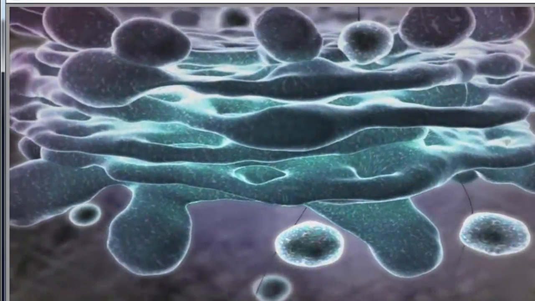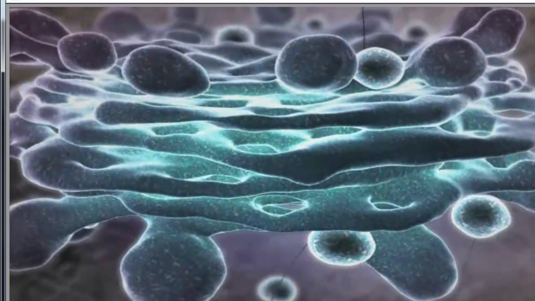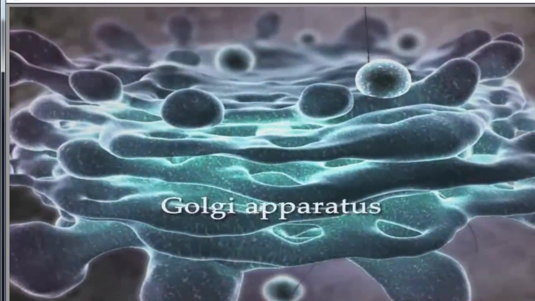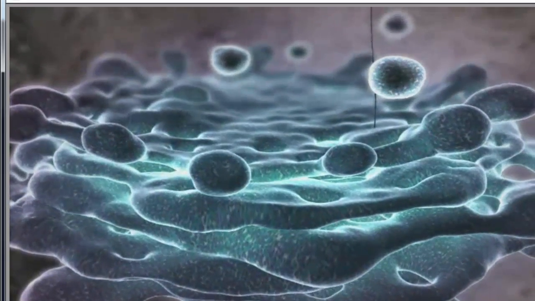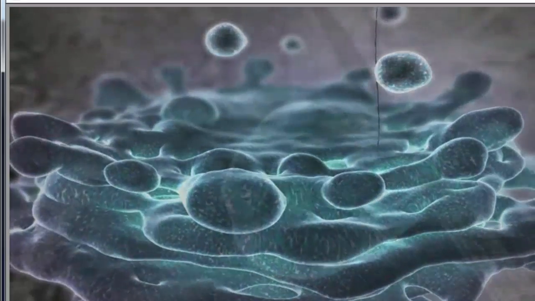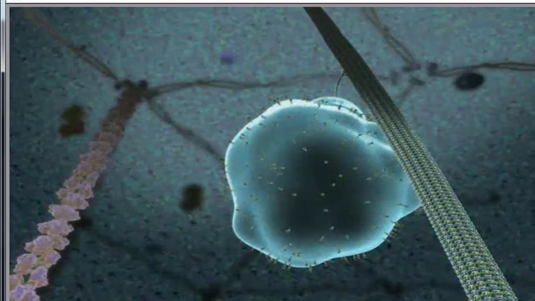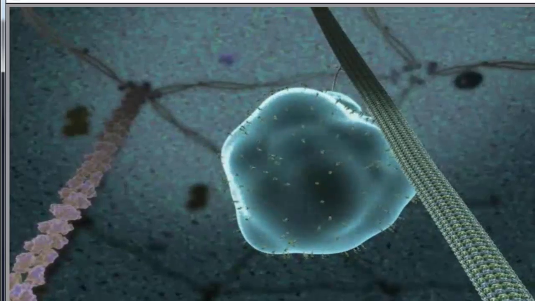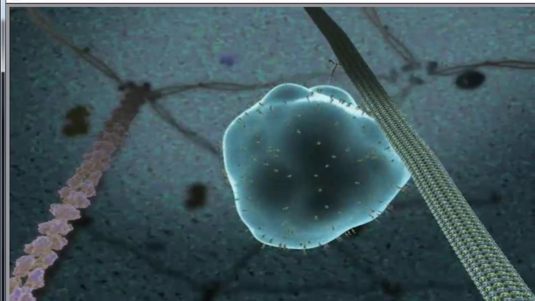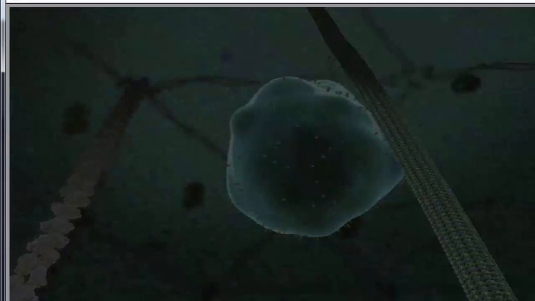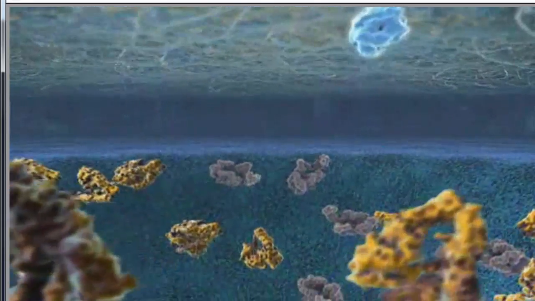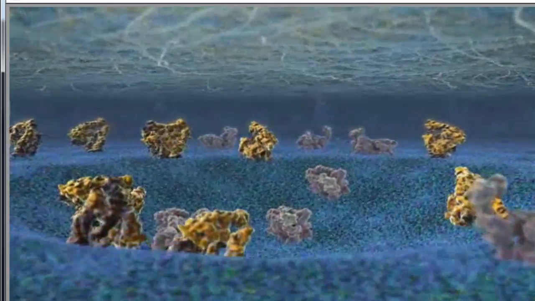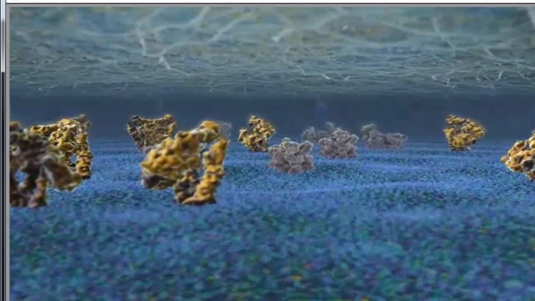Protein glycosylation, initiated in the endoplasmic reticulum, is completed inside the lumen of the Golgi apparatus. Fully glycosylated proteins are transported from the Golgi apparatus to the plasma membrane. When a vesicle fuses with the plasma membrane, proteins contained in the vesicle's lumen are secreted, and proteins embedded in the vesicle's membrane diffuse in the cell membrane.